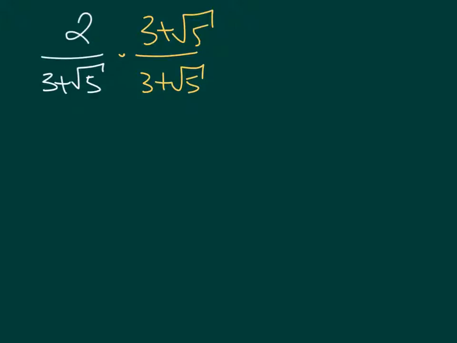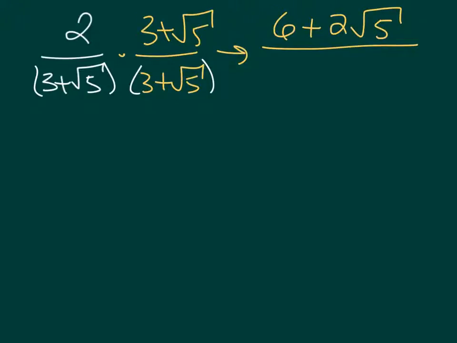Now, again, you don't get to choose how to multiply because both of these things are in parentheses. So that means we have to do what? Okay, so let's do the numerator first. So what happens in the numerator? 6 plus 2 radical 5. Okay, and then what happens in the denominator? 6 plus 5. Multiply. 9.